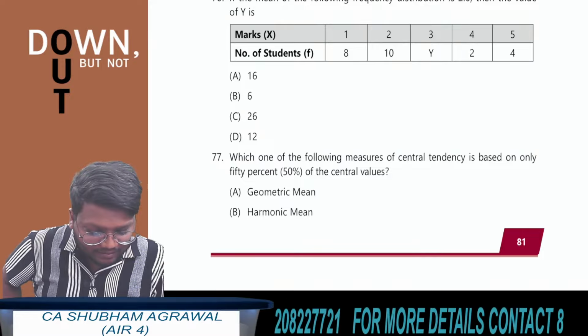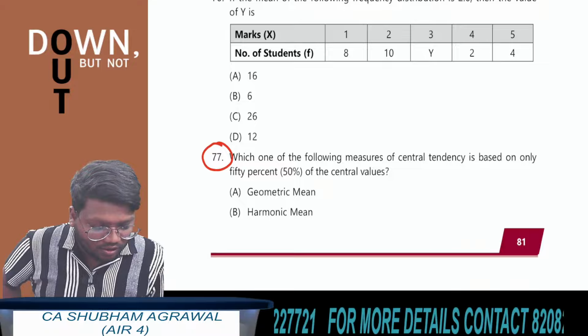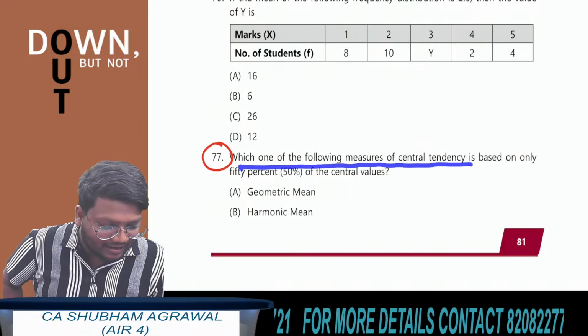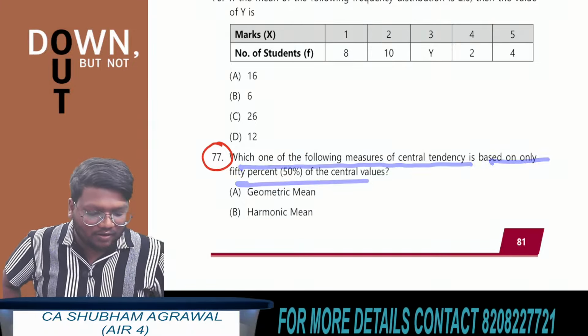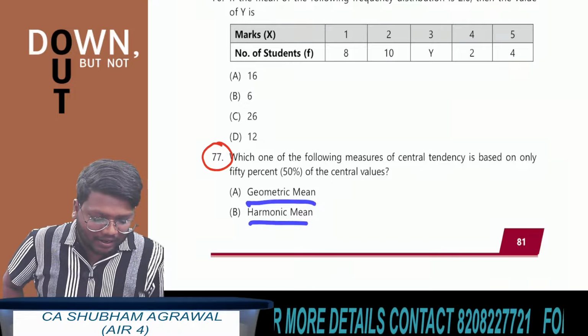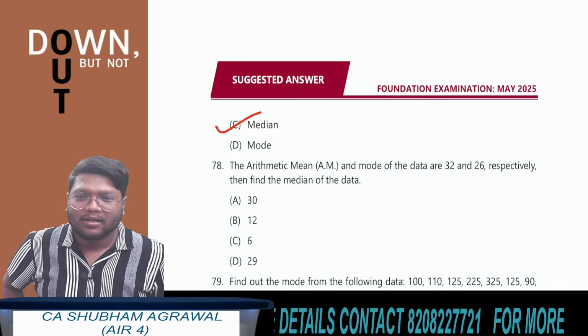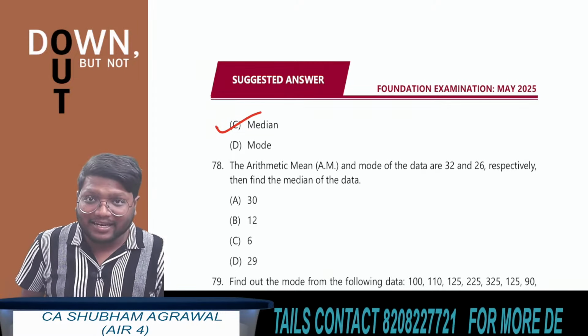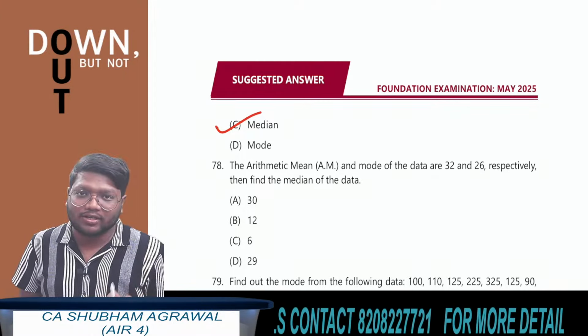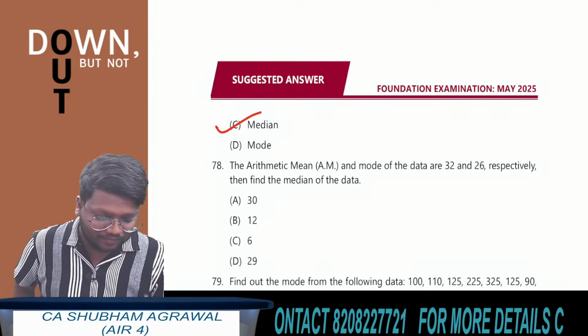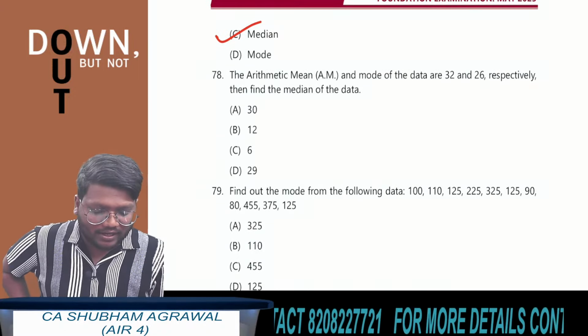Question number 77. Which of the following measures of central tendency is based on only 50% of the central values? Geometric mean, harmonic mean, median, mode. What is the answer? Median. This exact same question is there in the measures of central tendency unit. I think this question is there in set A. All these questions are very simple questions.